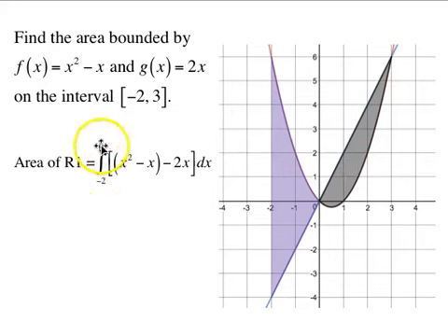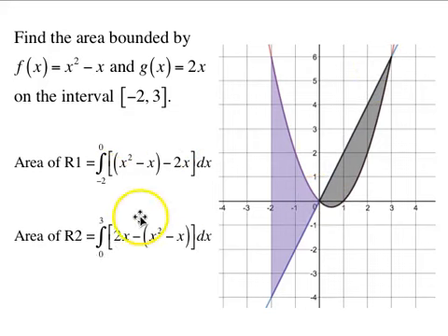Now the region 1, the x values range from -2 to 0. The function that's on top is this parabola. That's x squared minus x. The function that's on the bottom is 2x. That's the straight line. For region 2, x values range from 0 to 3.